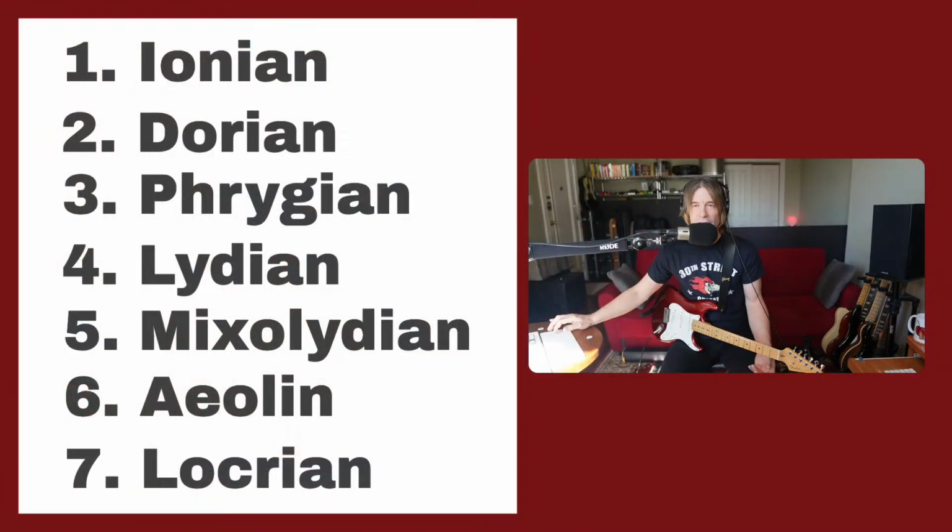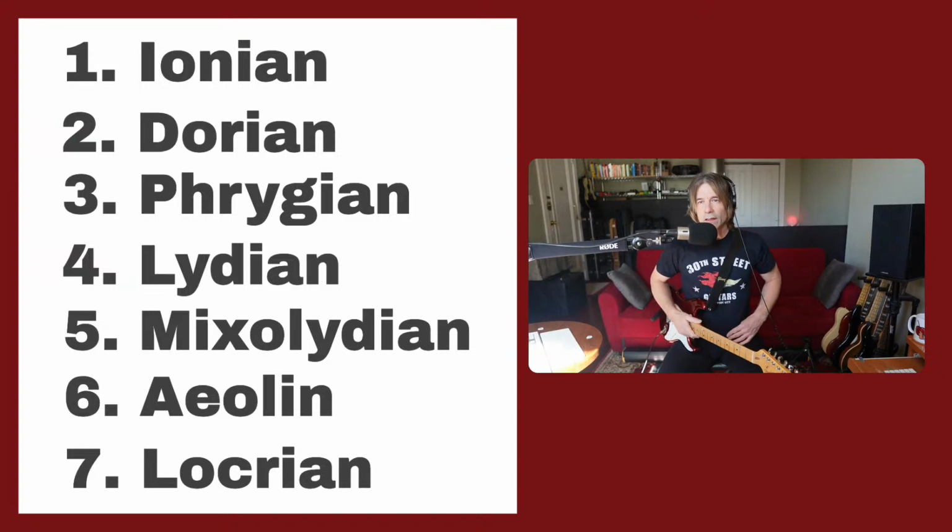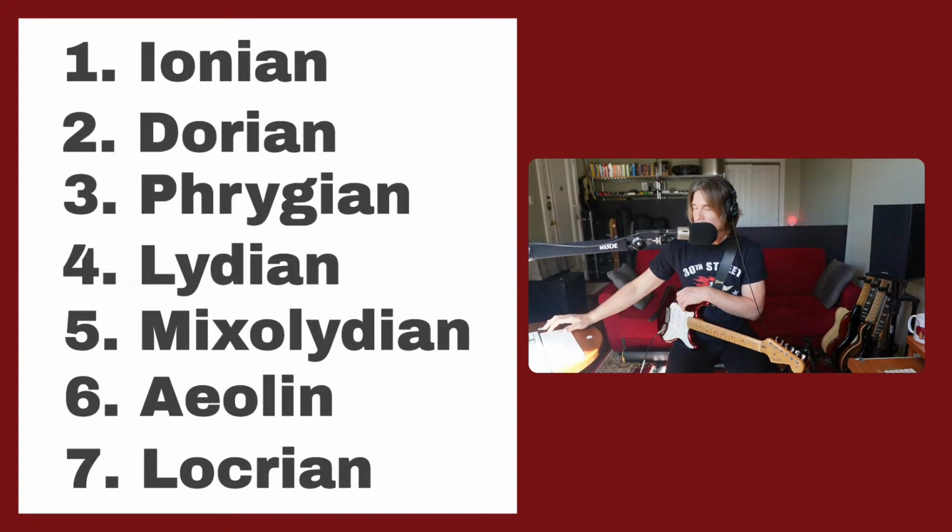So, check this out. Let me go over to the screen right here. Show you how easy this is. These are the modes, 7 modes, and it's all Greek to me. But seriously, folks, these names all derive from the Greek, and it's basically the major scale right there: Ionian, Dorian, Phrygian, Lydian, Mixolydian, Aeolian, Locrian. 1, 2, 3, 4, 5, 6, 7. Do, re, mi, fa, sol, la, ti, do.